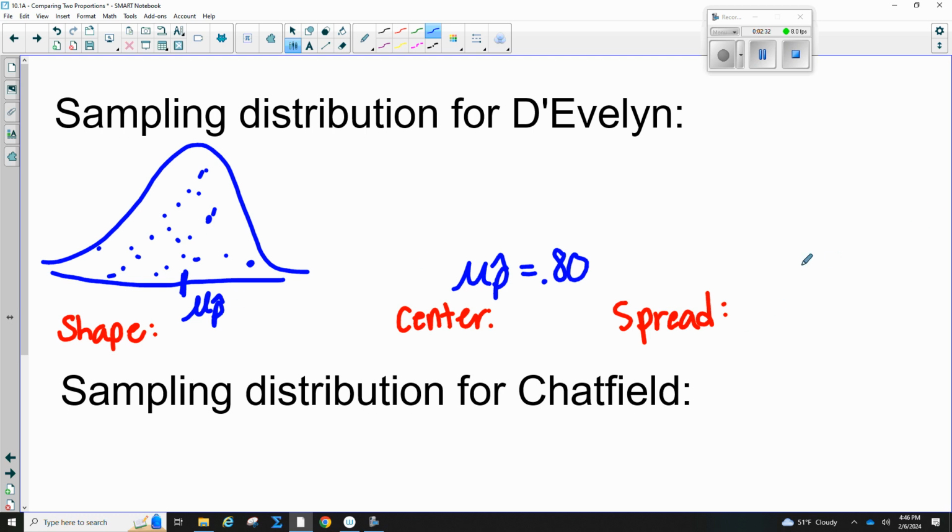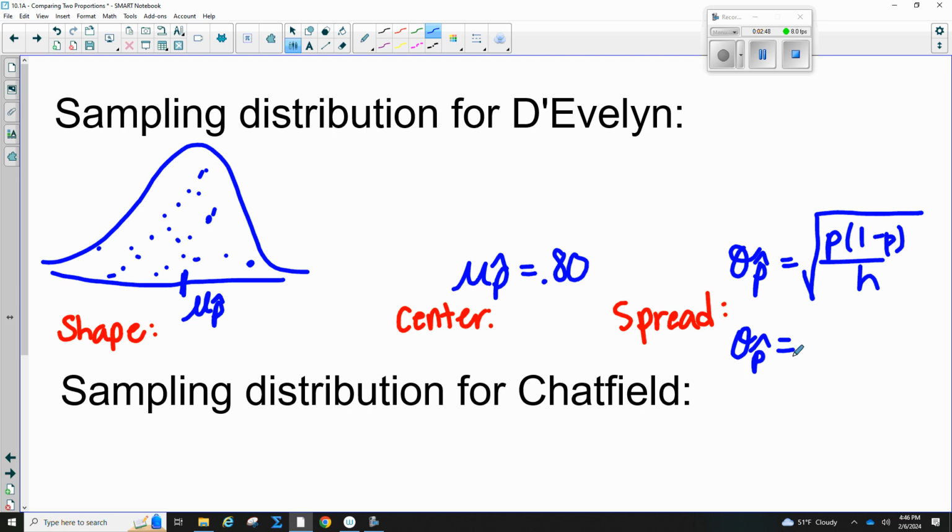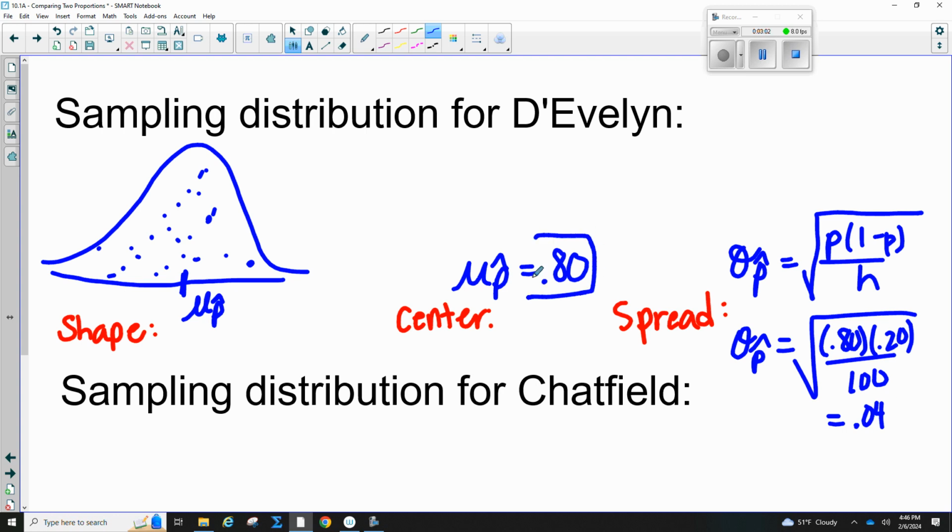And our spread, we would do sigma p hat, and this formula right here. This is the standard deviation of the sampling distribution of all the little p hats, and the formula is the square root of p times 1 minus p over n. And so we would do Devlin. We actually know the true p, 80% times 20% over 100. And we would plug that in and get about 0.04. So on average, 80% do their homework, but we're typically off by about 4% when we take our samples.